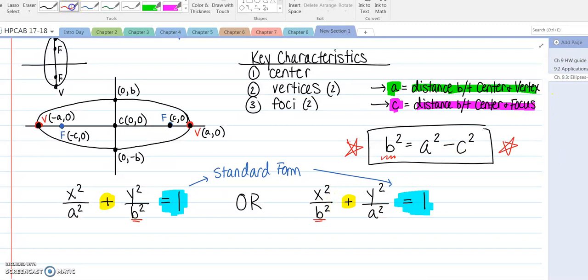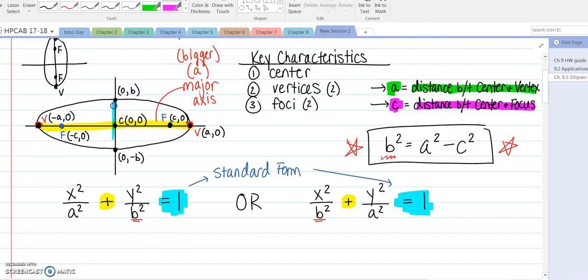Okay, just some other vocab real quick. This axis here, the longer axis, we refer to that as the major axis, major meaning bigger, and it should be where A is, where the bigger value is, however you want to think of it.